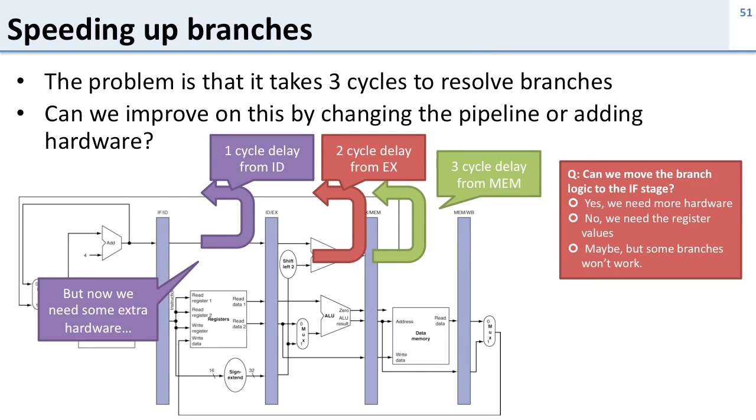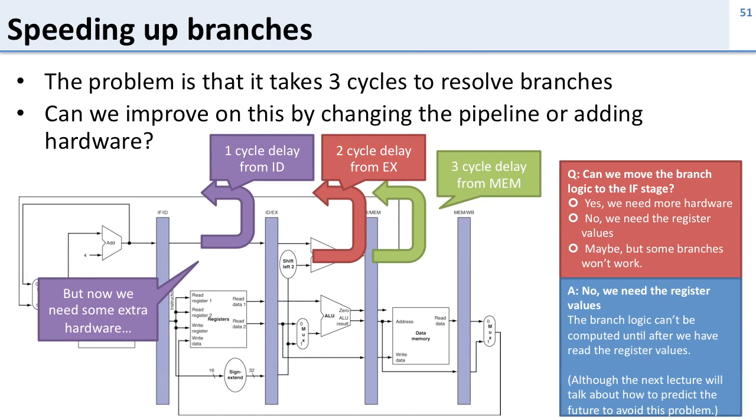So a question, if we could move it even further, that would be better. So could we move the branch logic into the instruction fetch stage instead? Well, the answer is no, and the reason is we need the register values to determine if we take a branch. The register values are only known in the instruction decode stage, so that's the earliest we could go ahead and make this decision. Now, given that, I'll point out that in the next lecture, we're going to talk about ways to predict the decision, so you can make it even before you know what the registers are.